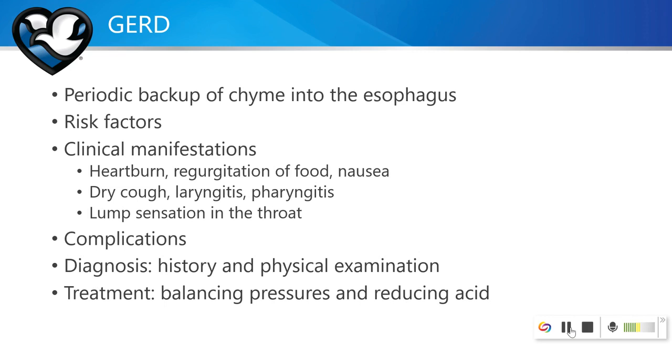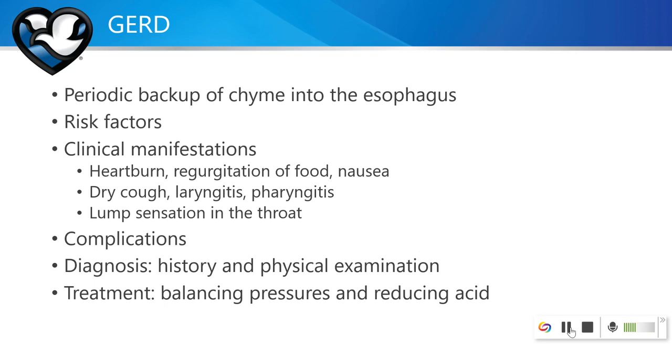GERD varies in severity, and manifestations can include heartburn, regurgitation of food, and can lead to a sour taste. Other symptoms include nausea, dry cough, laryngitis, pharyngitis, and sensation of a lump in the throat. The pain associated with GERD sometimes mimics angina and may warrant steps to rule out cardiac disease.